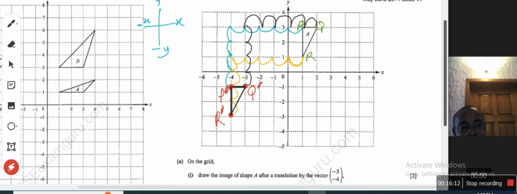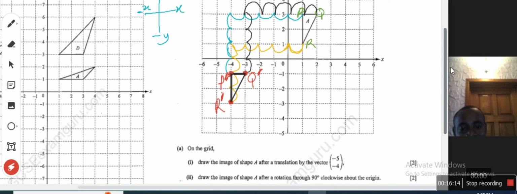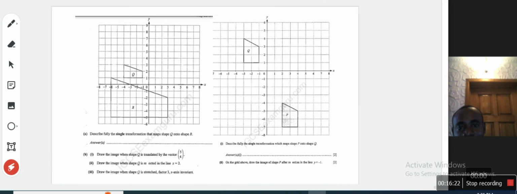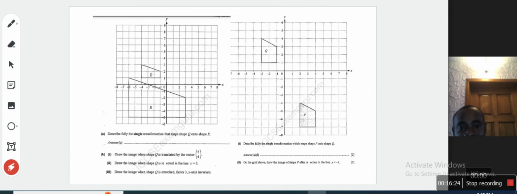Let me see if there's another question. You said draw the, we'll come to reflection, oh sorry, rotation. Let me see if I can find another question on translation. Sometimes they may do it for you and ask you to describe what happened.